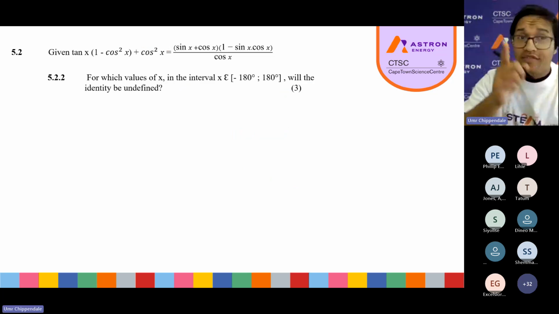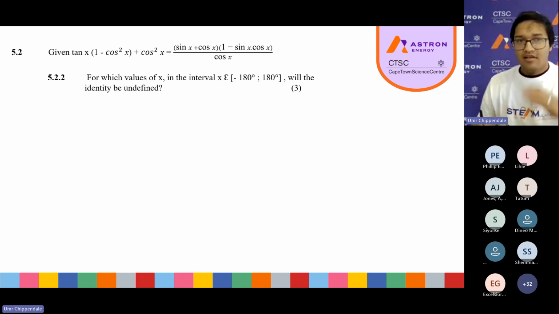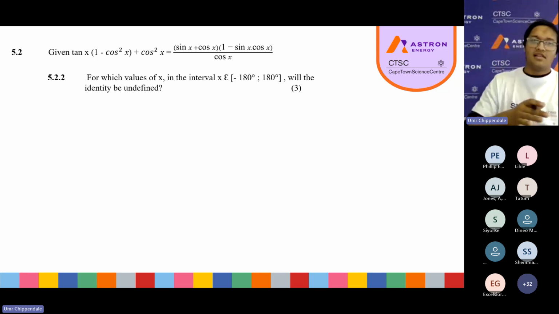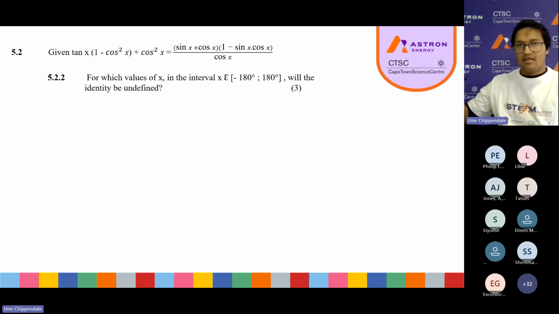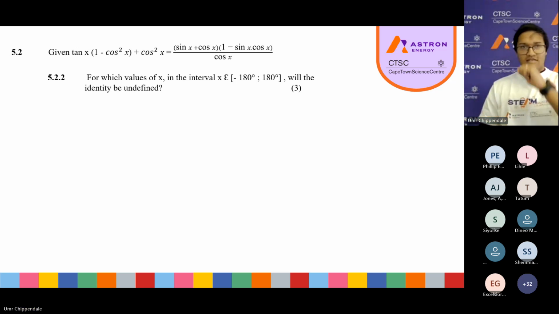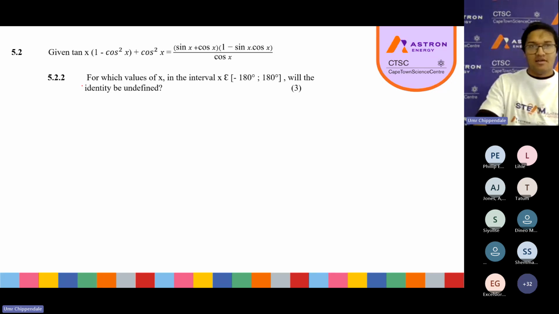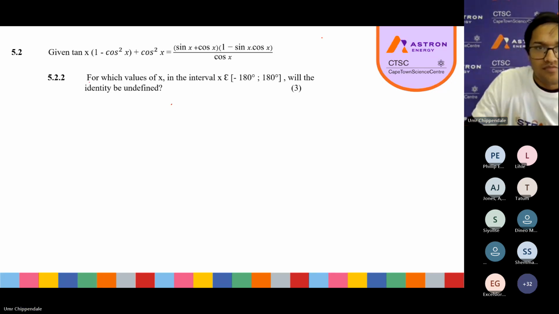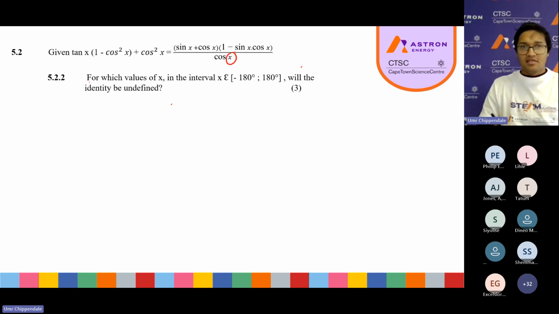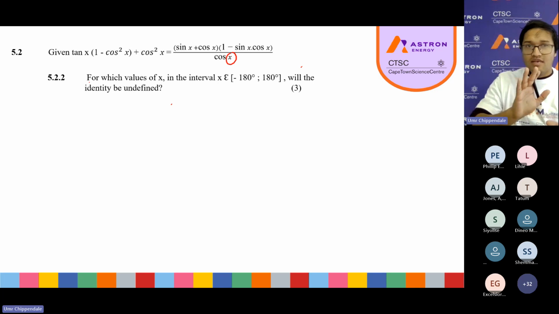For which value of x in the interval, x is an element of negative 180 and 180, will the identity be undefined? So, for which value of x will that happen? An easy way to think about this is that they're speaking about x, and this x is everywhere over here.